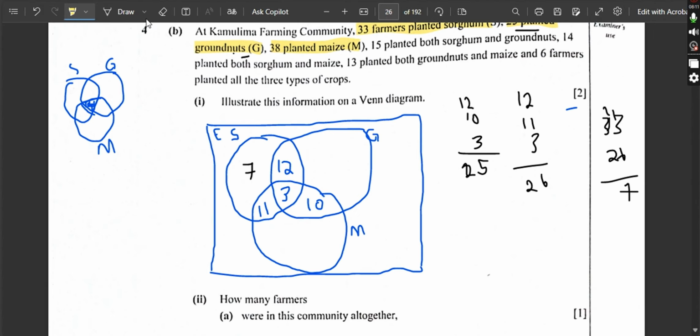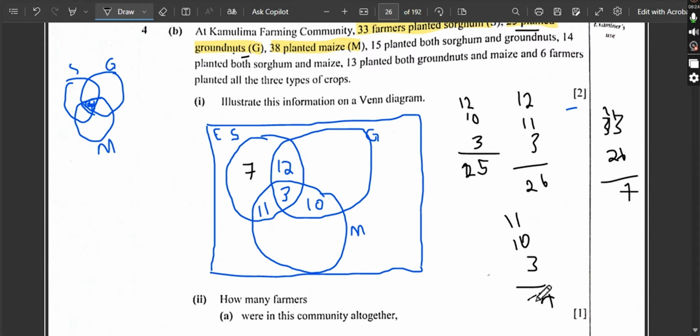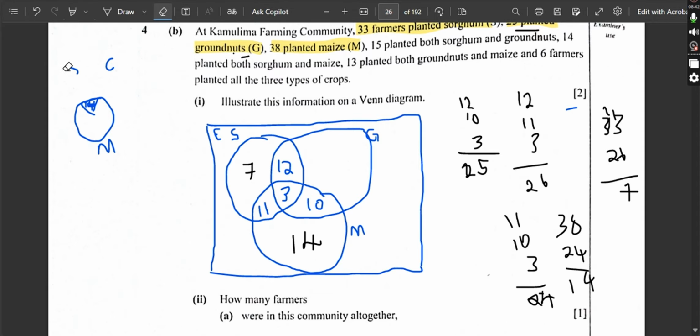38 planted maize. So let's add up everything in maize. 11, 10, 3. You get 24. So you subtract 38 minus 24. You get 14. So we're getting 14 there.